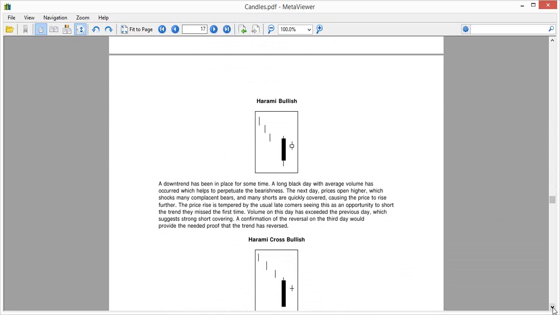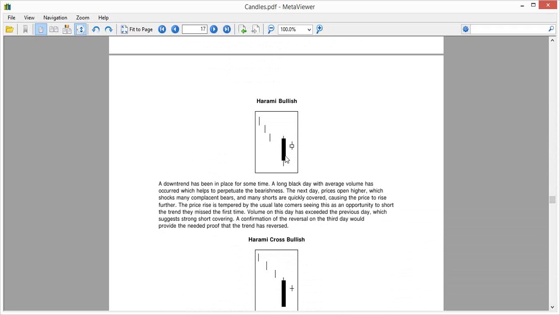Harami bullish. A downtrend has been in place for some time. A long black day with average volume has occurred, which helps to perpetuate the bearishness. The next day, prices open higher, which shocks many complacent bears, and many shorts are quickly covered, causing the price to rise further. The price rise is tempered by the usual latecomers seeing this as an opportunity to short the trend they missed the first time. Volume on this day has exceeded the previous day, which suggests strong short covering. Confirmation of the reversal on the third day would provide the proof needed that the trend has reversed.